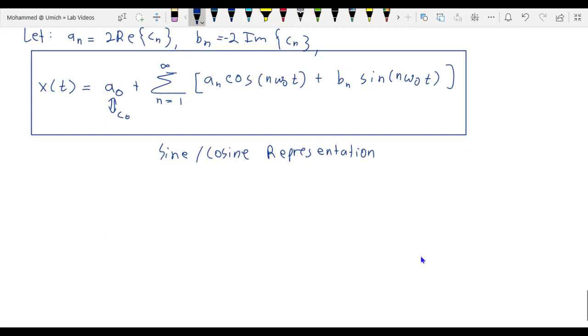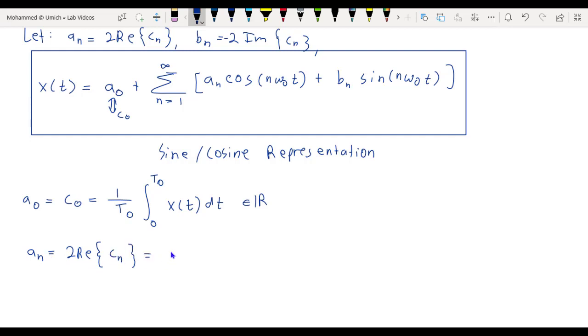Now I'm going to write out each of the coefficients a naught, an, and bn for the sine-cosine representation of the Fourier series. So a naught equals c naught, which if you recall was the average value of x of t over one period. An equals 2 times the real part of Cn, which equals 2 times the real part of 1 over t naught, the integral from 0 to t naught of x of t e to the minus j n omega naught t dt.